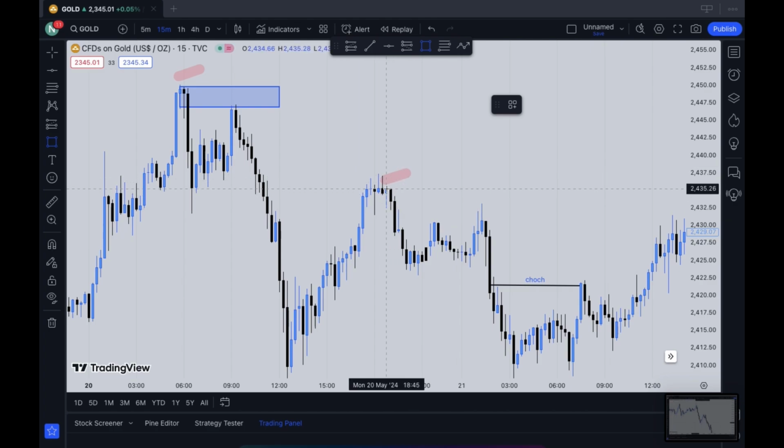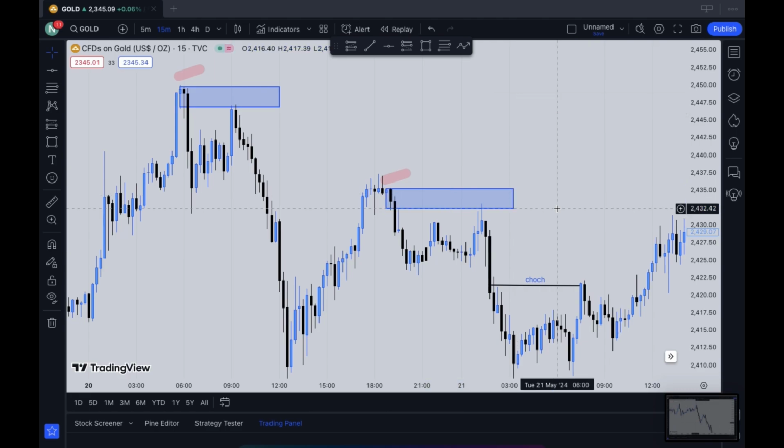We find another example also at this region. So when you do the same thing, realize that the moment price comes back into that zone, it drops further downwards, right? So this is how to use order blocks to help you catch better entries on the market.